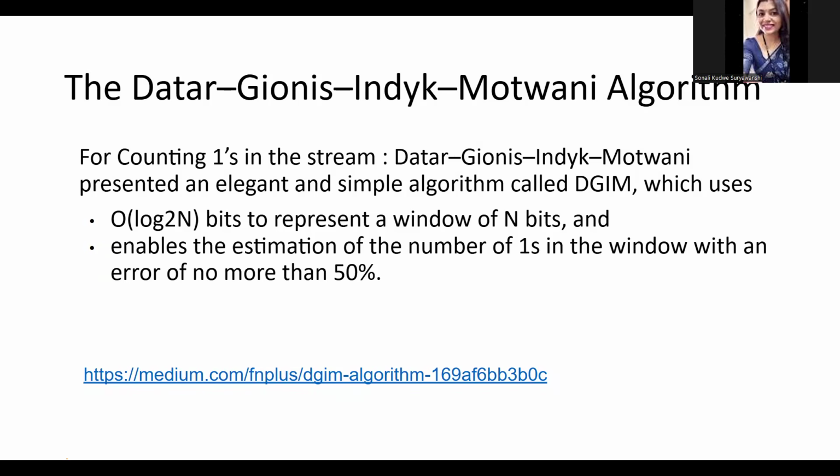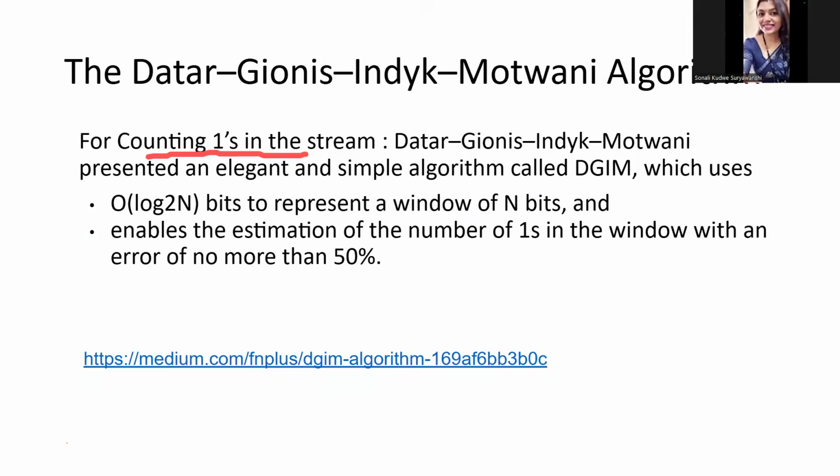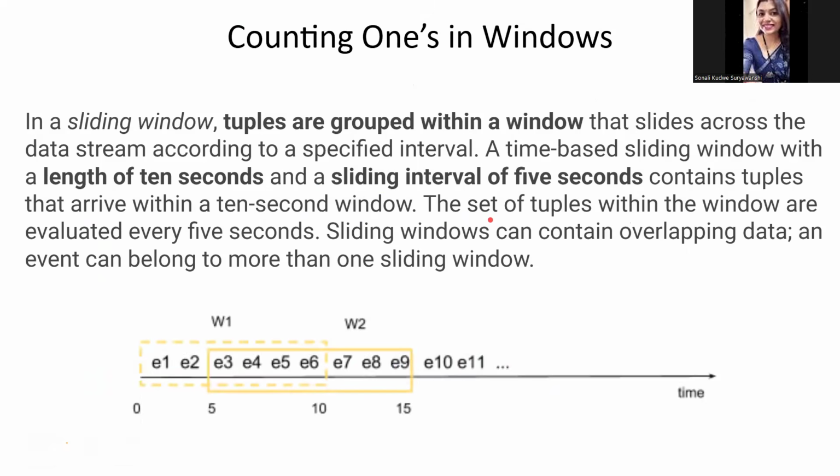Hello everyone. Let's understand the DGIM algorithm, which is the Datar-Gionis-Indyk-Motwani algorithm. This algorithm is used to count the number of ones in a given stream, and how it is done, we will see. This algorithm is good enough to estimate the number of ones with an error of no more than 50%. Now, what exactly is the DGIM algorithm, that we will see.